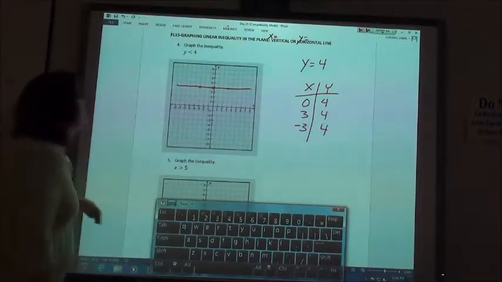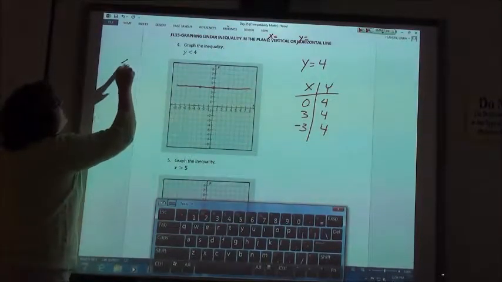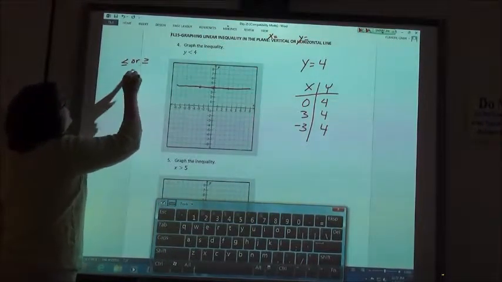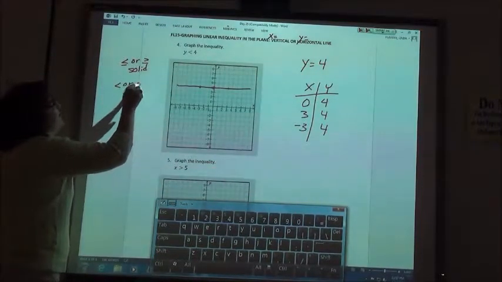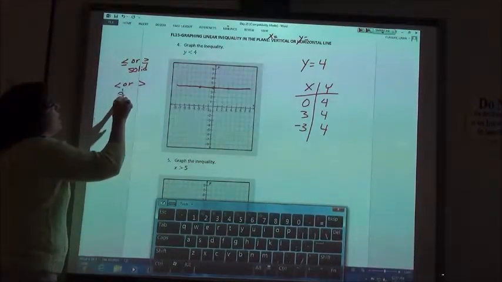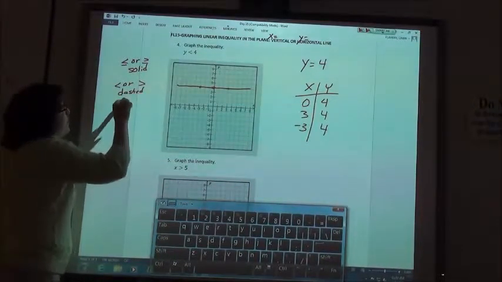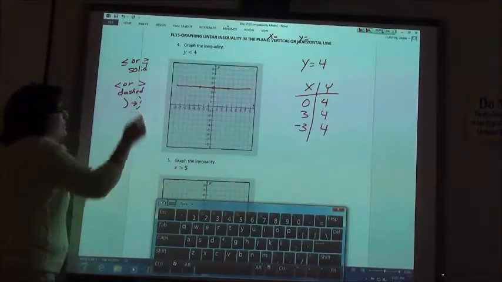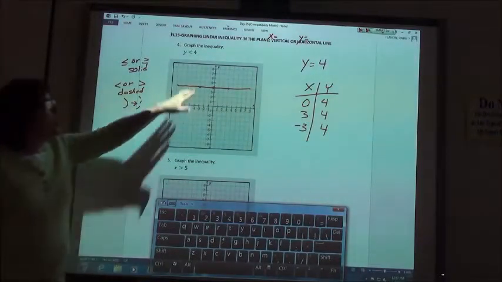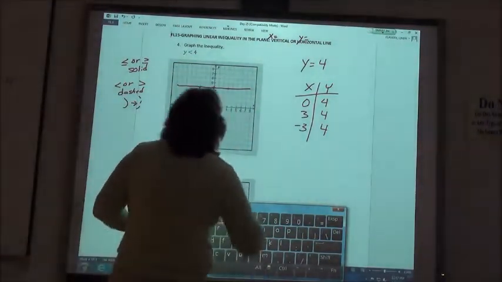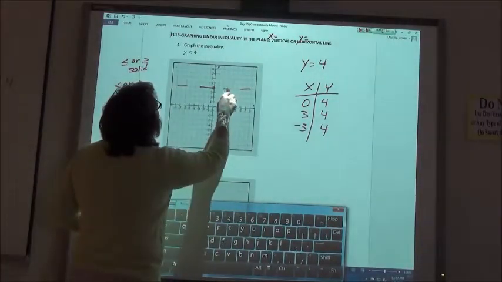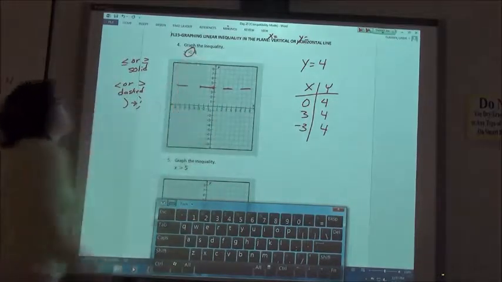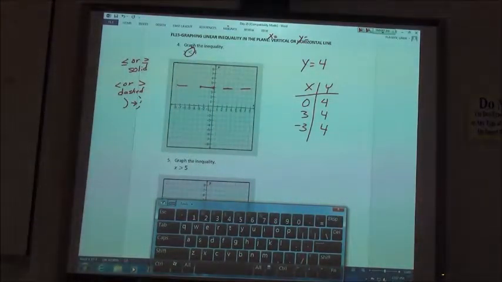Now, the next thing I need to decide: if it has the less than or equal to or the greater than or equal to, we want to have a solid line like we had to draw it. However, if it doesn't have the equal to bar underneath, we're going to change it to a dashed line. There's a little tool that looks sort of like this. We click on that tool, click on the line, and the line's then going to be a dashed line instead of a solid line. This one didn't have the equal to, so we knew it had to be a dashed line. Once we have the right line, then we're going to shade.